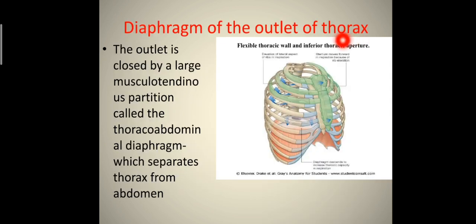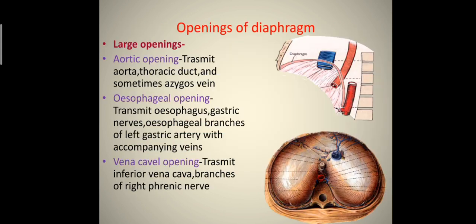Diaphragm of the outlet of the thorax. The outlet of the thorax is separated from the abdominal cavity by the thoraco-abdominal diaphragm. Here we can see this one is the diaphragm, which separates the two cavities, thorax and abdominal cavity.